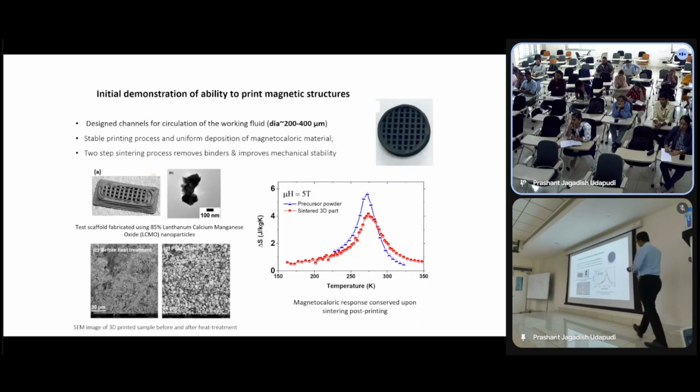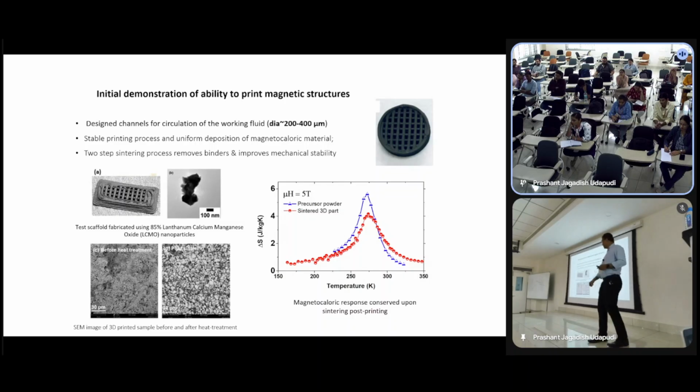And this is what we printed. The channels were 200 to 400 micrometers here, and these are different structures we printed. One of the problems here is they collapse. You can't print taller structures with this. This is one of the disadvantages of the direct ink writing technique.